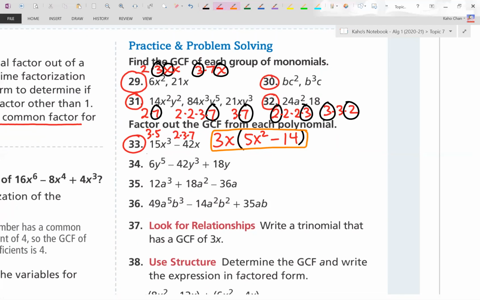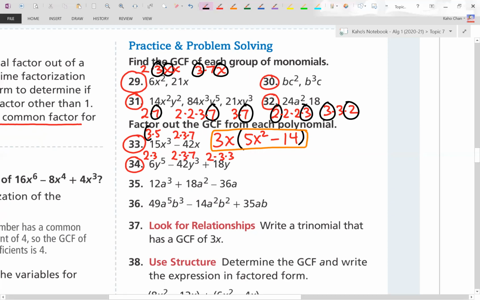Number 34. Ooh, we have a trinomial. Let's break those coefficients into factors. Oh, there's my 42 again. Very cool. And I have an 18 here on the end. Definitely have a 3 in common and a 2 in common, which means my GCF involves a 6. Any variables? Let's see. Y. We have Y. Very good.